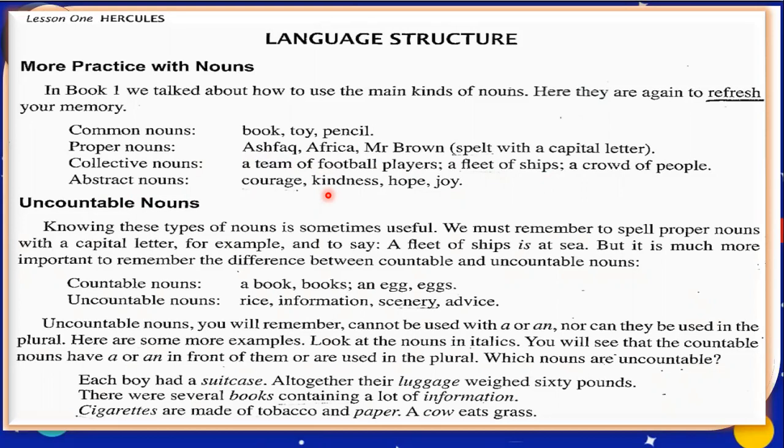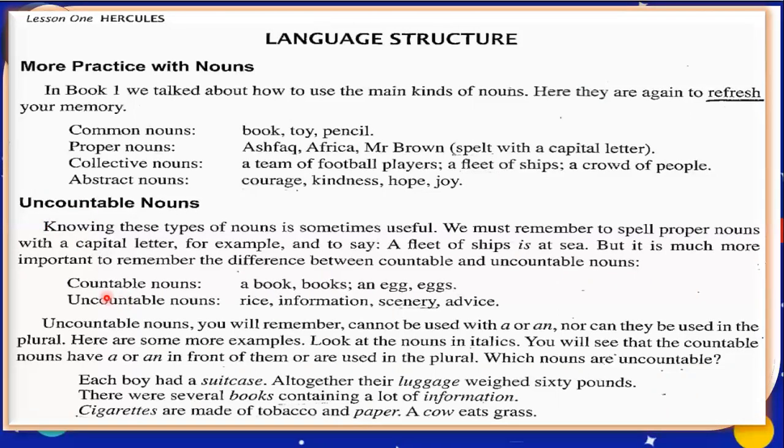All these are nouns. Dear students, now the main thing here is to understand what are uncountable and what are countable nouns. When we say countable, it is clear from the word countable that which we can count, and uncountable which we cannot count. Okay, let us look at the examples.